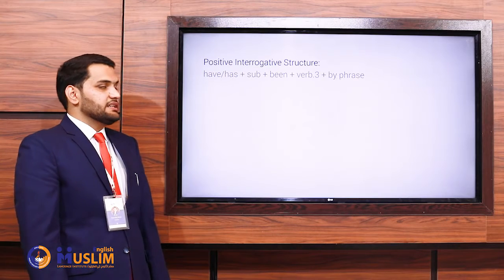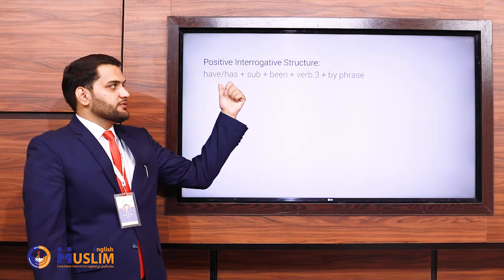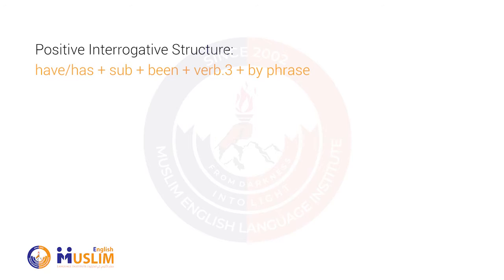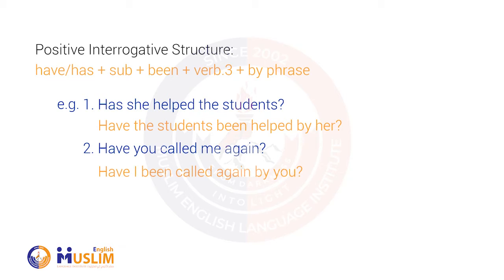Now let's talk about the positive interrogative structure. In the interrogative structure, you have to bring have or has to the beginning of the sentence. And then use the subject, then been, plus verb 3, plus by phrase. For example, number 1, has she helped the students? Have the students been helped by her? Number 2, have you called me again? Passive is, have I been called again by you?